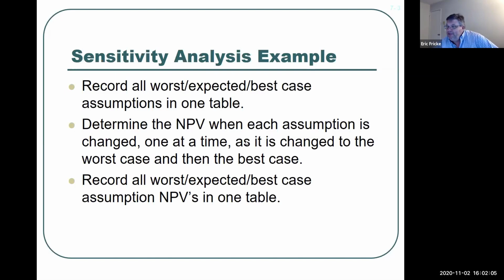And the risk is going to be basically where that worst case scenario turns really, really negative. The next step after we record all those assumptions is to determine the NPV for each assumption one at a time, because we only want to change one variable at a time. Everything else is going to stay as the expected. That way we can analyze the impact of one single variable at a time to help us identify where the risk is. And then we're going to record all these NPVs we calculate in another single table to help, again, communicate where the risk is.